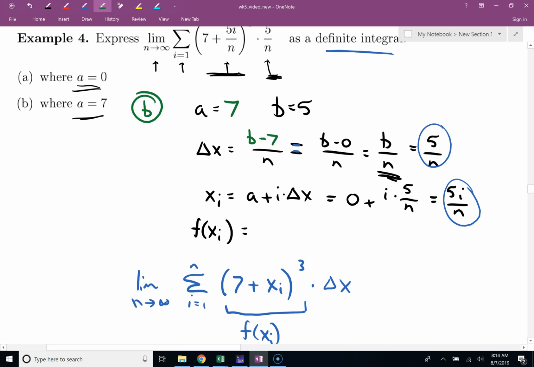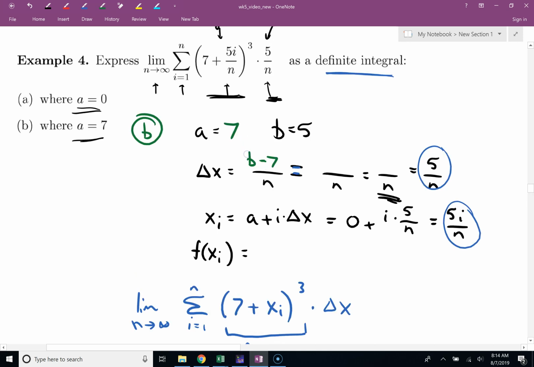And again, if I want this to be my width here, then I'm not going to choose b equals 5, right? Because if I chose b equals 5, 5 minus 7, this would be negative 2. But I'd like this right here to be my width of my rectangle. So now I have to change what my b value is. So I'm going to go ahead and try out 12, for instance.